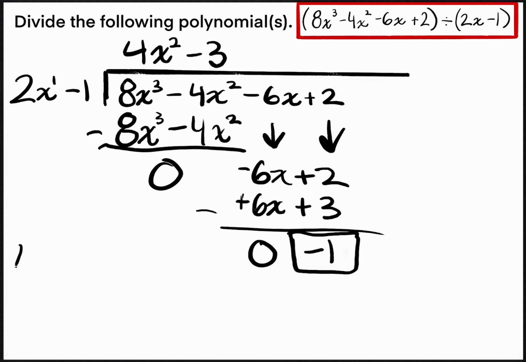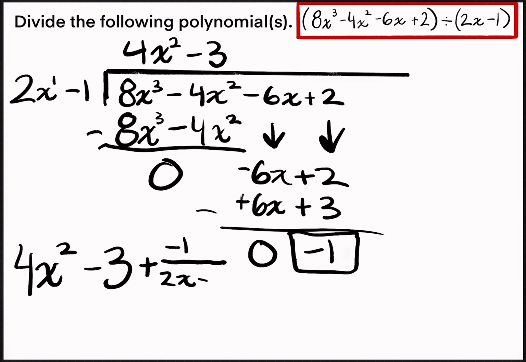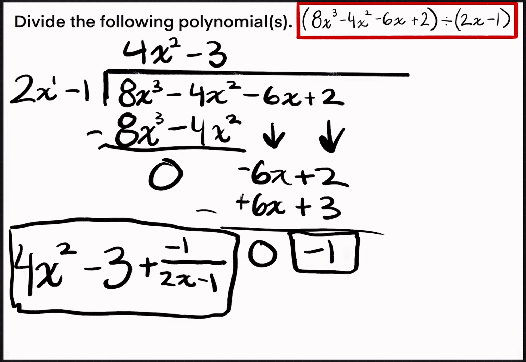So our solution would be written down as 4x squared minus 3. And then we have to add the remainder. So add negative 1. But you have to place it over 2x minus 1, which is our divisor. And this would be the final solution.